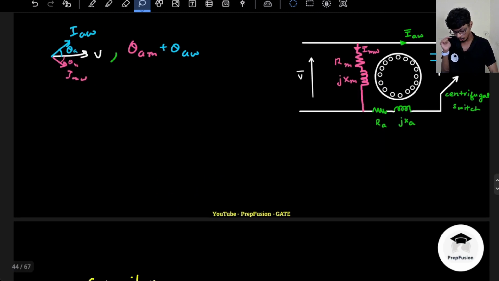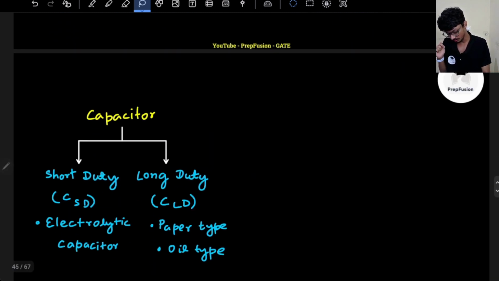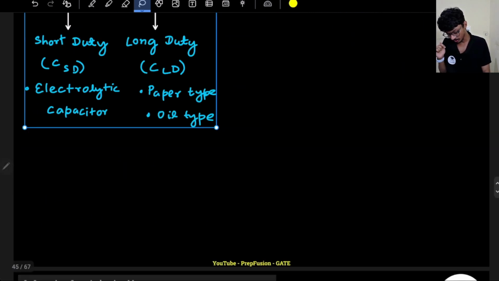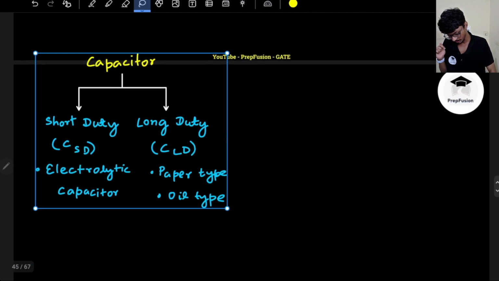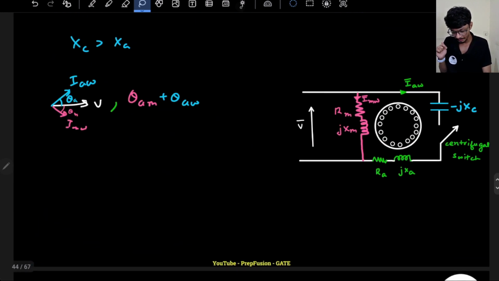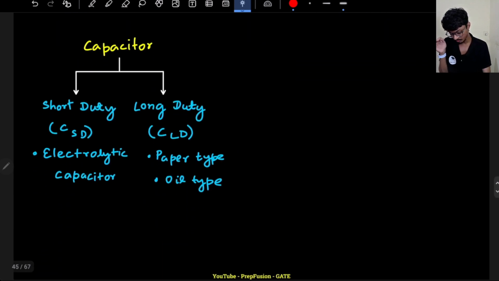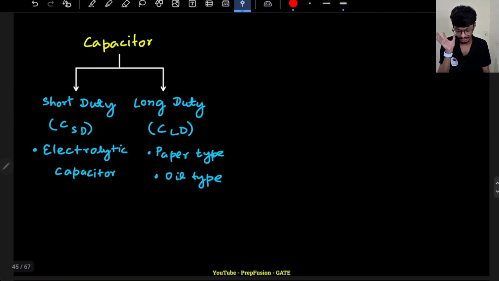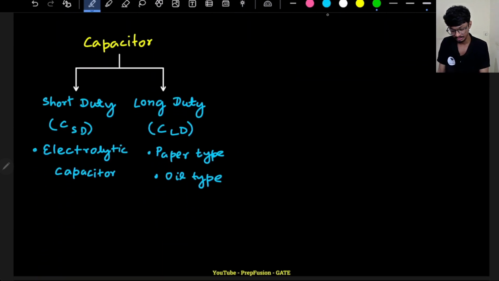Now there are two kinds of capacitor, one is short duty, another one is long duty. So what is short duty? Short duty capacitors are those where I will have a centrifugal switch and the capacitor will be used only for starting. Short duty ones, as the name suggests, will be used only for starting.